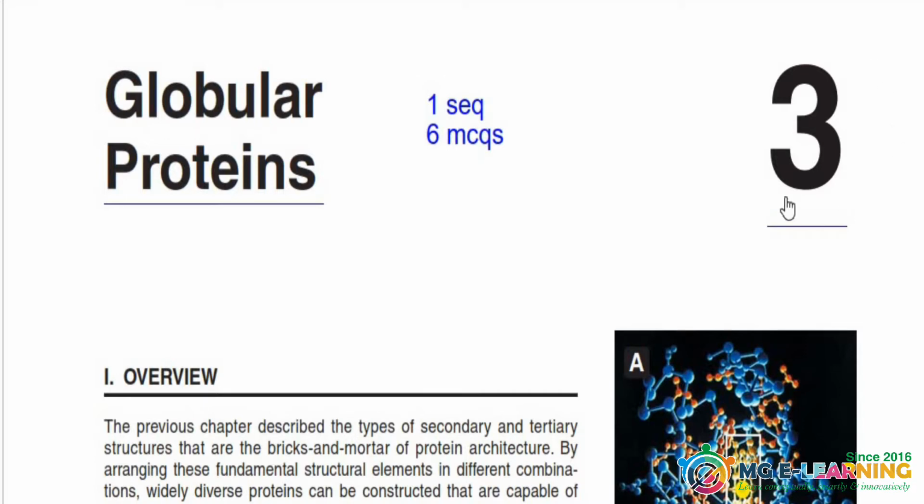Today we will discuss chapter 3 of proteins from Lippincott. From proteins, 8 SCQs and 6 MCQs will come. Moving forward.